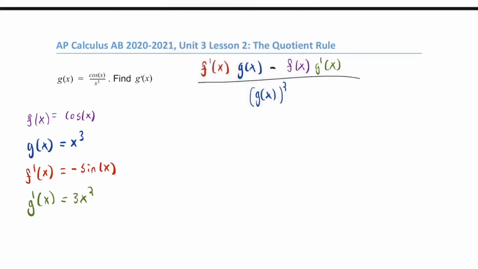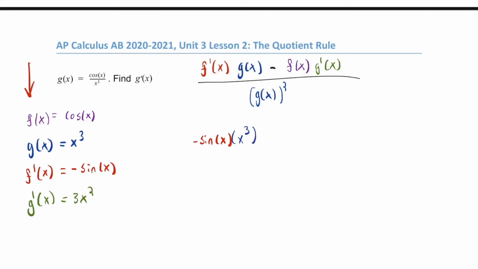Now we're just plugging them in, and eventually, again, you do this enough times and this becomes unnecessary. You just kind of do it as you go along. But if you're struggling with the quotient rule, it's a good step to take. So what we'd have here is negative the sine of x times x cubed.